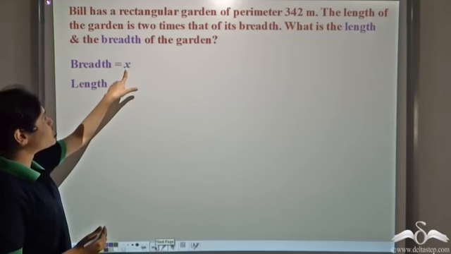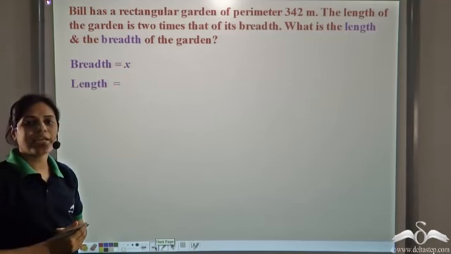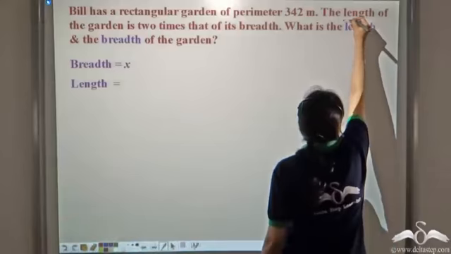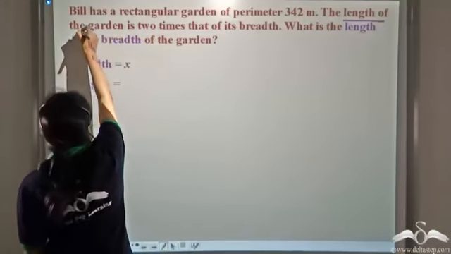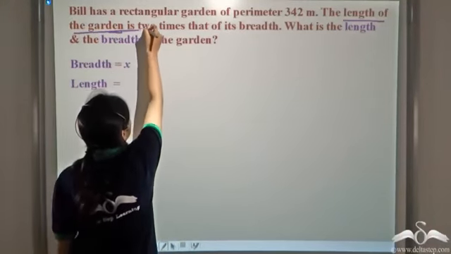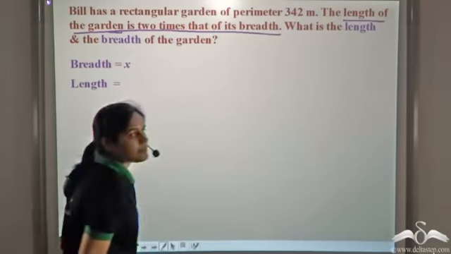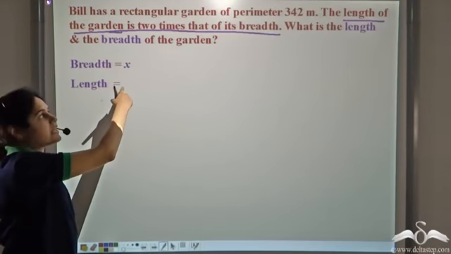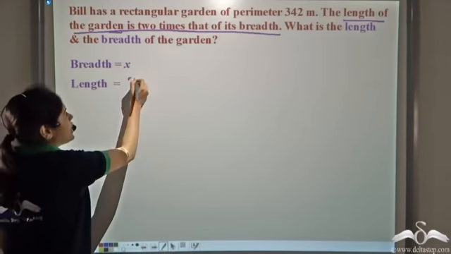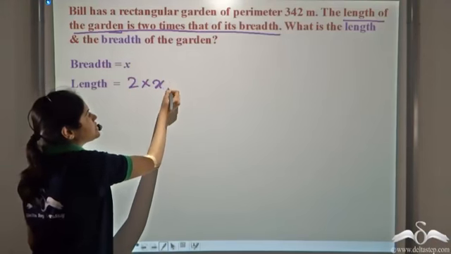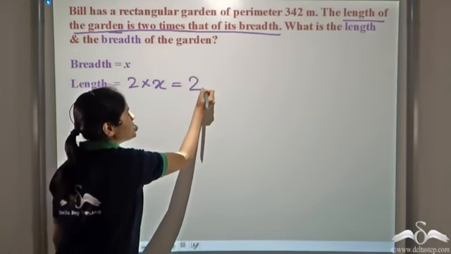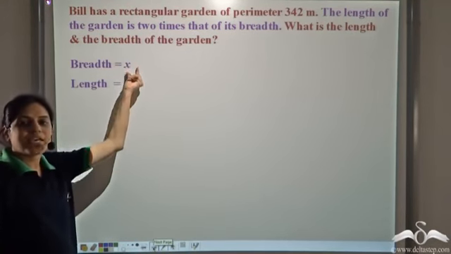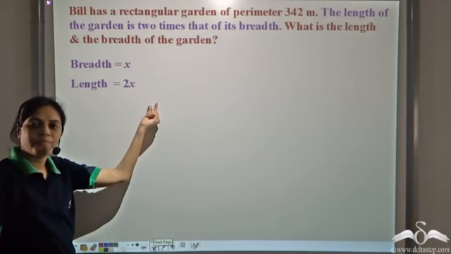Now, if we assume breadth to be x, what will be the length? The length of the garden is 2 times that of its breadth. So length is 2 times breadth, that is 2 times x. So length is 2 into x, which is equal to 2x. This is the length of the garden. So if the breadth is x, length is 2x.